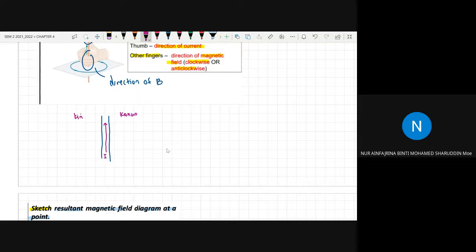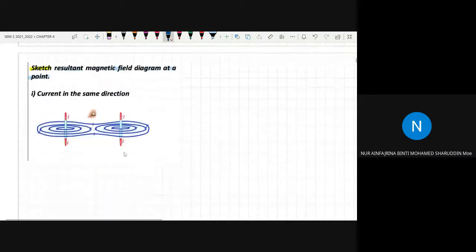Very good. Alright, kanan masuk. So bila masuk, kita akan lukis dia sebagai X. Dan kiri bila keluar, kita akan lukis sebagai dot. So this is how you draw your direction of magnetic field. It's either by X masuk dan titik keluar. Very good. Okay, now let's sketch for this one.